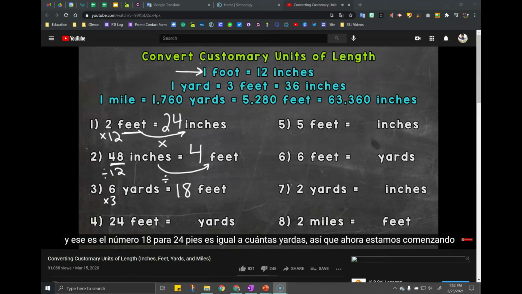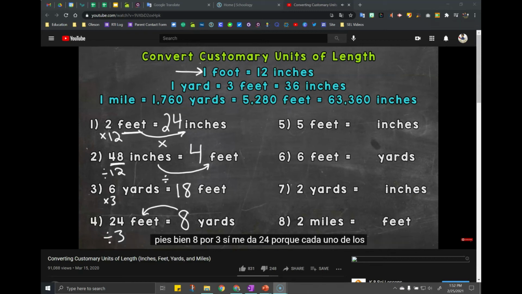Number 4, 24 feet equals how many yards? So now we're starting with feet and going to yards. So we need to split that 24 feet into groups of 3. Or we can think of it as dividing it by 3. And 24 divided by 3 is 8. And you can always double check yourself by going back to feet. Let's see if 8 yards is 24 feet. Well, 8 times 3 does give me 24, because each one of those yards is 3 feet. So I can do 8 times 3, and again, it gives me that 24.